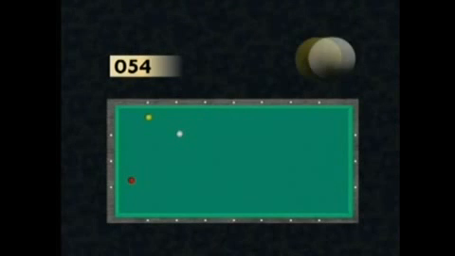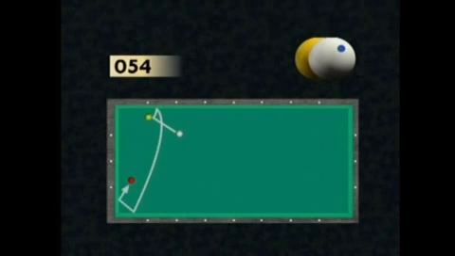Hitting high with right English allows on one hand to create a curve and on the other hand to benefit from a favourable English at the second cushion.